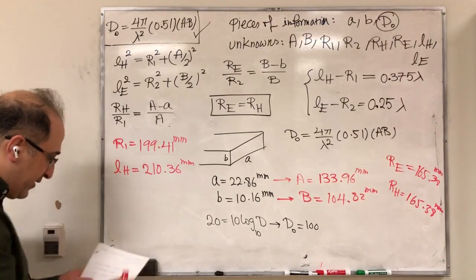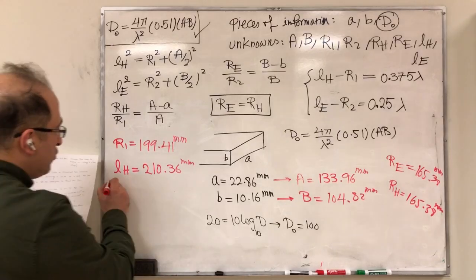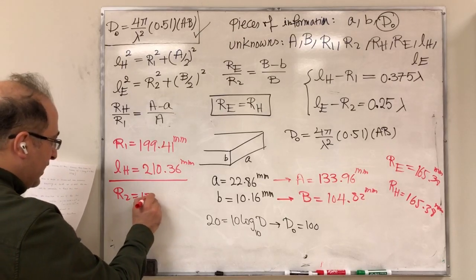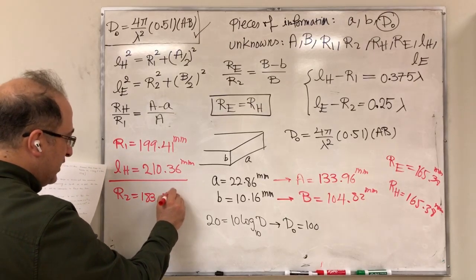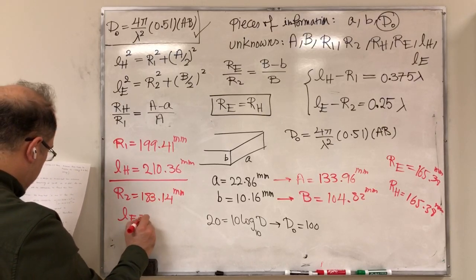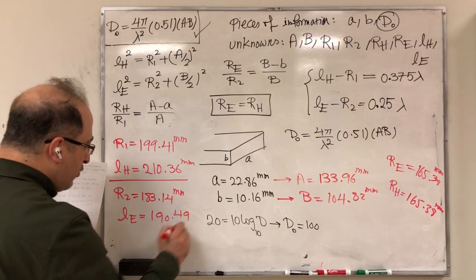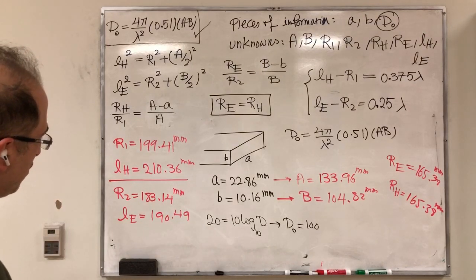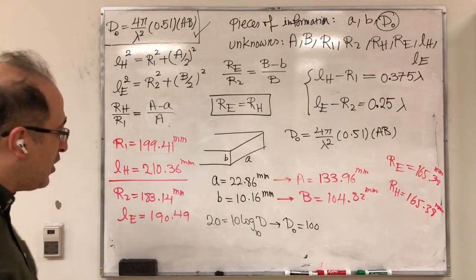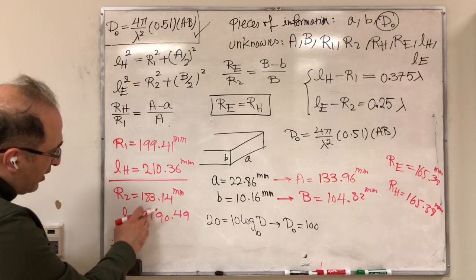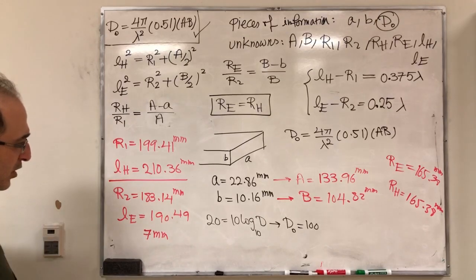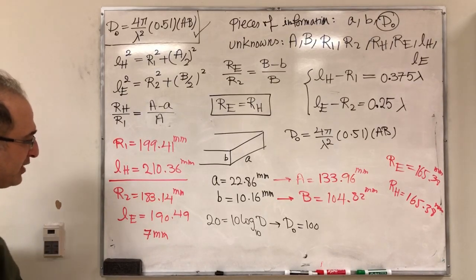The other thing that's relevant to us is R2 and LE, which I get 183.14 millimeter and LE equal 190.49 millimeter. So if you also look at this, you see that they're relatively close to each other because you don't want to have too much out of phaseness. So in particular here, it's about 7 millimeter difference.